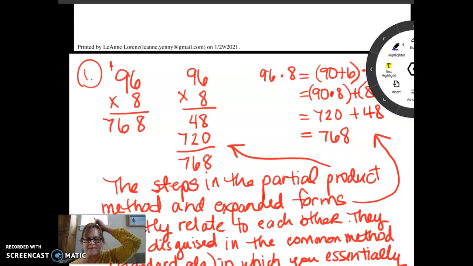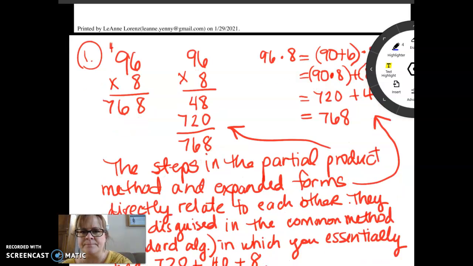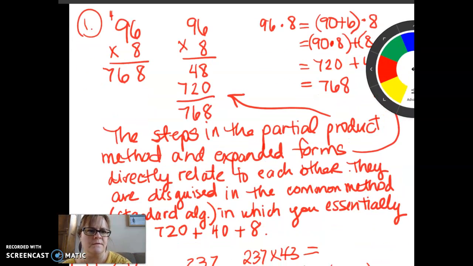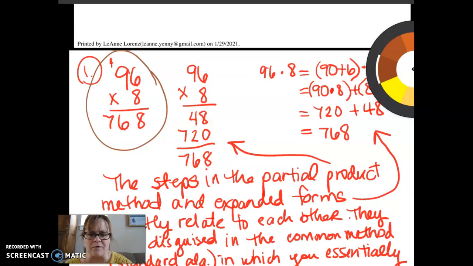All right, so 96 times 8 using the standard traditional algorithm. We, of course, will end up with something that looks just like this. Now if we look at the steps in the partial product, we're acknowledging the value of each place. Here we're looking at the units place, 6 times 8, and that's where we get our 48. But in the next step, we're looking at this 9, which is actually a 90, times this 8. And so 90 times 8 is 720, and we end up with 768.